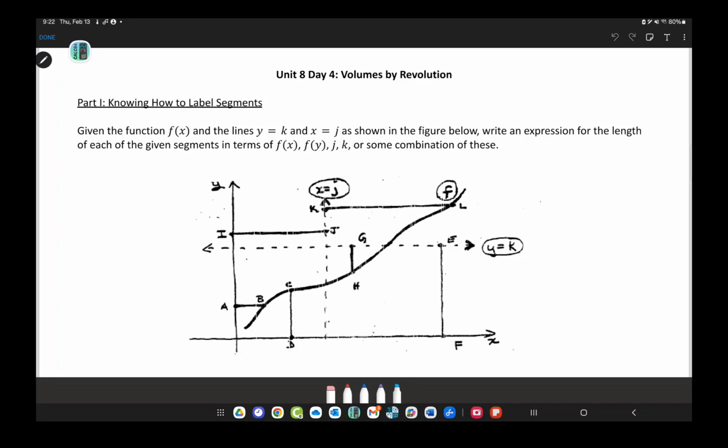So part one, given the function f of x and the lines y equals k and x equals j, as shown in the figure below, write an expression for the length of each of the given segments in terms of f of x, f of y, j, k, or some combination of these.